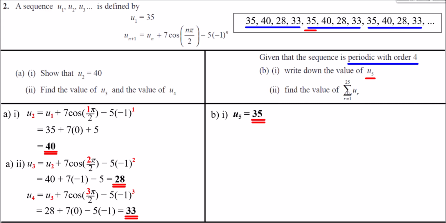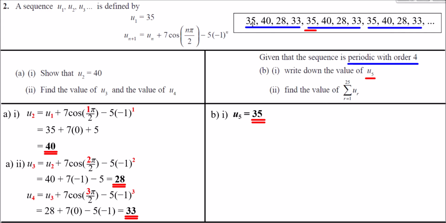If you really wanted to, if what I'm going to say now doesn't make any sense, you could honestly just do 35 plus 40 plus 28 plus 33 and manually do this 25 times, add them all up. It's a painful way of doing it, but if it gets you a mark, it gets you a mark. The better way of doing it is what I'm going to suggest now.